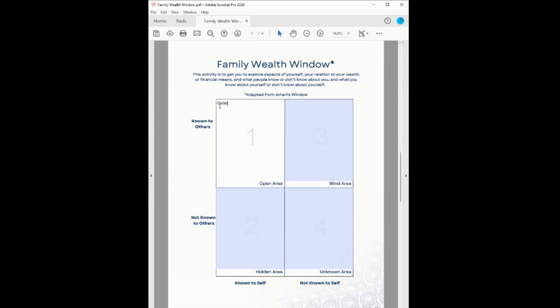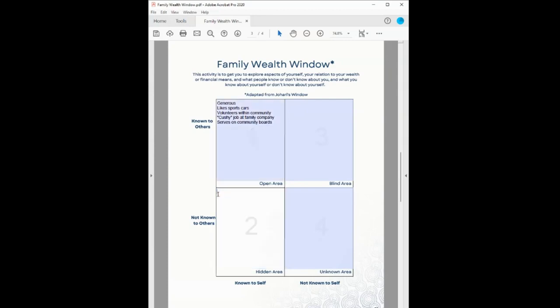Starting with the top left pane, labeled here as number 1, think of information that is known both to yourself and to others. This is known as the open area. The more self-aware you are, the more prominent the windows on the left side will be. Reflect on how self-aware you are about your wealth. Do you understand how your wealth impacts your internal and external world? Do you understand how others perceive you in relation to your wealth? Is your family's wealth public knowledge? Use the first pane to reflect on how open you are about wealth.